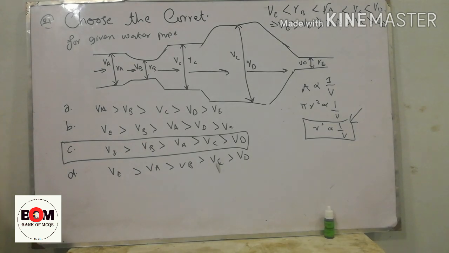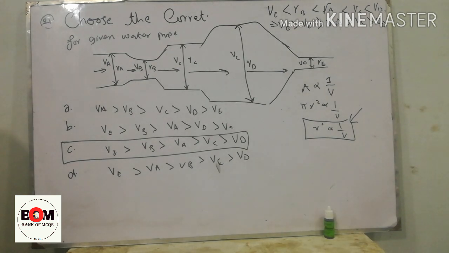This is a simple conceptual question. It may help you in MDCAT, ECAT and the Aga Khan Medical College entry test. So you must remember that radius square is also inversely proportional to the velocity, as area is equal to pi r square.